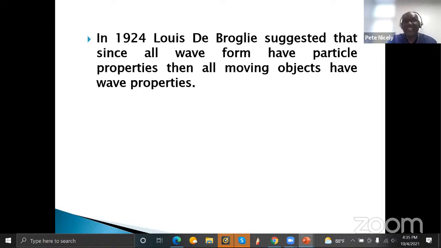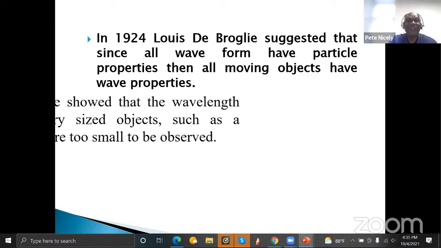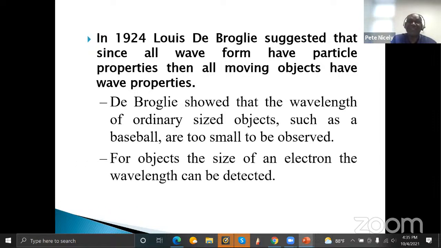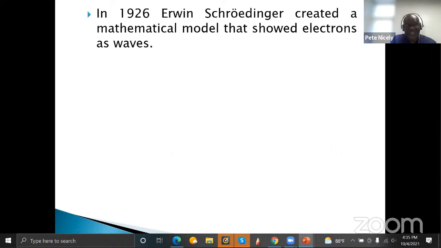That's basically what de Broglie says. There's an equation that he came up with, which we won't get into, but for those of you who plan to do Chem 1, you're going to meet that equation. Based on his theoretical work, he showed that the wavelength of ordinary-sized objects, such as a baseball or a car, because of their relatively large mass, is too small to be observed. But when it comes to very small particles like electrons, those wavelengths can be detected. All right, so that's what de Broglie came up with.